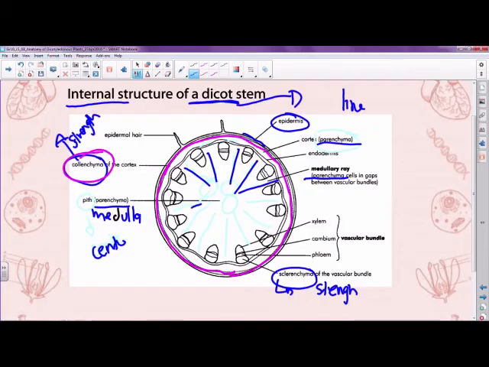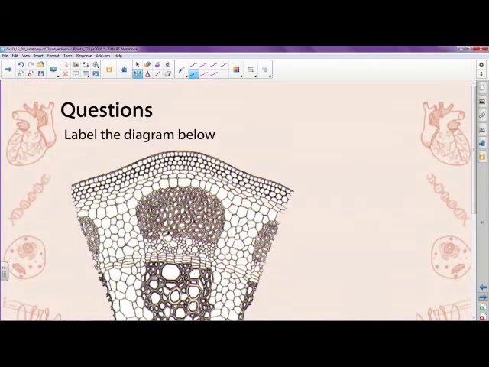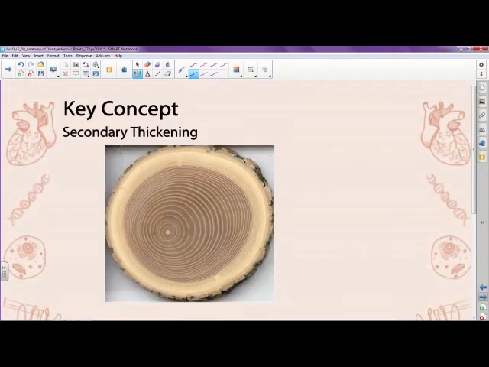Now the next thing that should be quite obvious to you are these little structures over here. They are my vascular bundles. Here's the name for them, a vascular bundle. Now in a dicotyledonous plant, they are arranged in a circle. And that is important because a dicotyledonous plant, have a look here, I'm going to go straight to this diagram over here. Look at it. A dicotyledonous plant can grow wider.